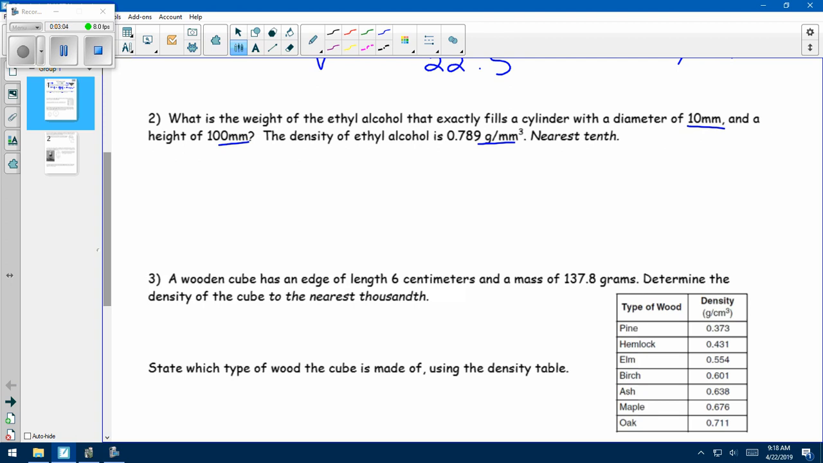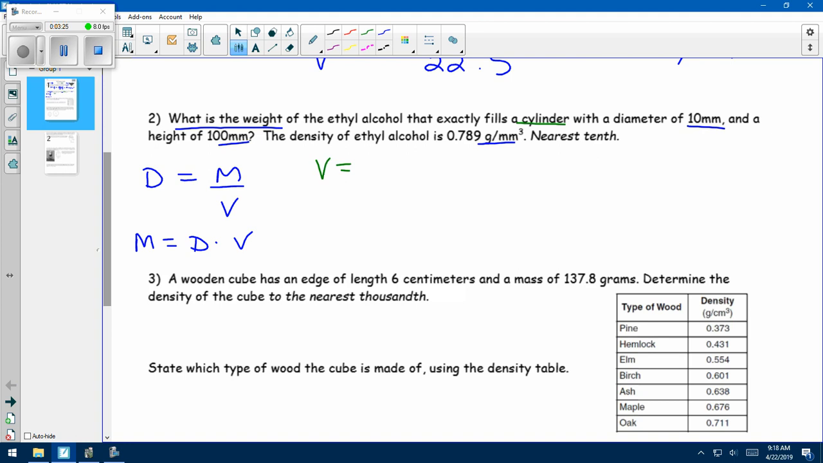Okay. So it says in the end, what is the weight? Okay, so the weight would be the mass in this formula here. And as a reminder, to get the mass, we're going to take that density and multiply by the volume. The volume is not given to us right away. We have to find it based on the fact that it is a cylinder, and it's a cylinder whose diameter is 10 and has a height of 100.